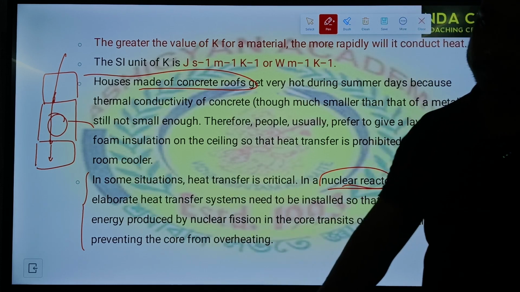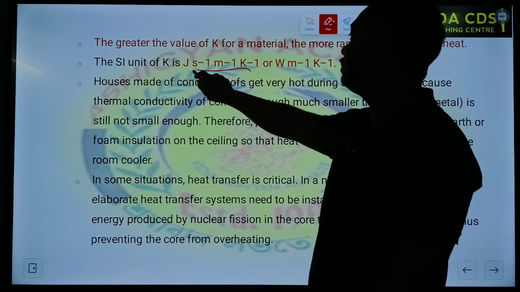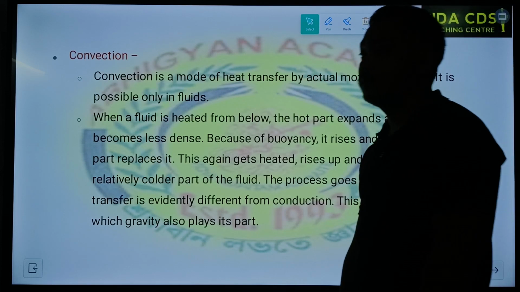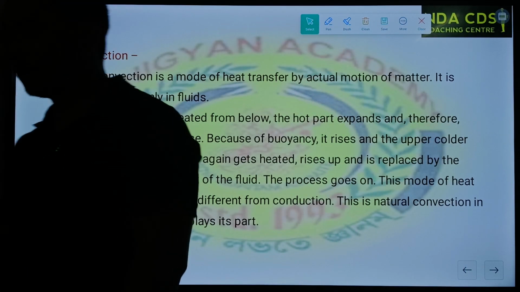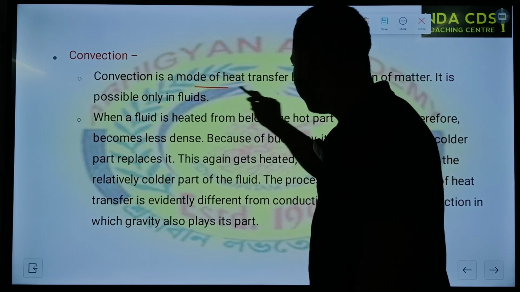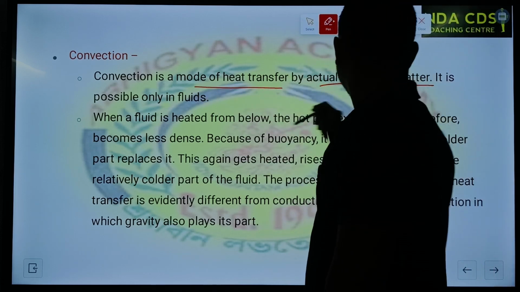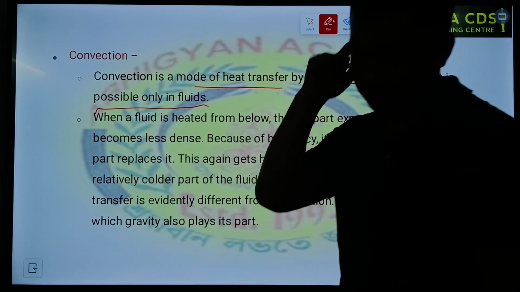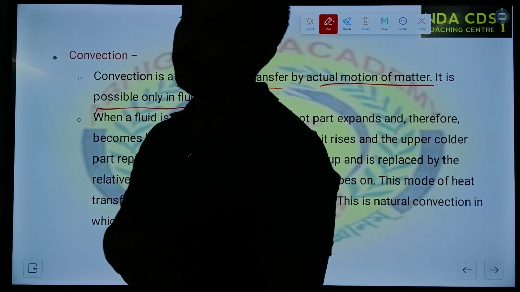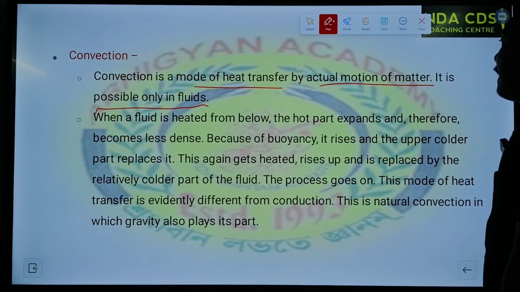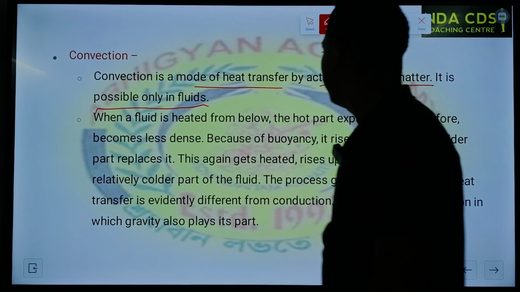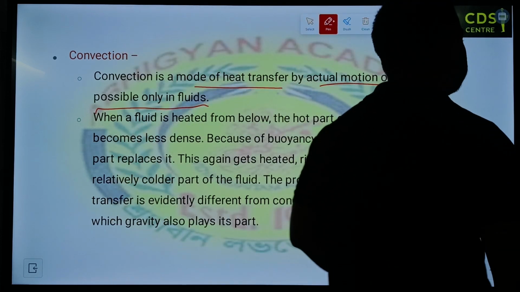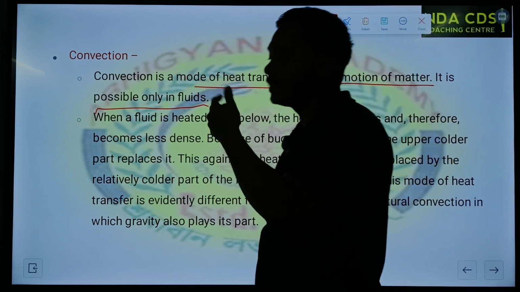So this is conduction. ये लिखा ना, joule per second per meter per Kelvin. Don't forget. Convection. Conduction was the transfer of heat. Convection is again heat transfer, but by actual motion of matter. It is possible only in fluids. Fluid matlab ya to liquid ya to gas. Convection is a mode of heat transfer by actual motion of matter particles, and it's possible only in fluids. It is water, liquid, or the gaseous stuff.